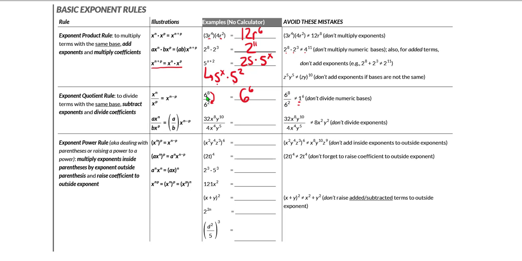6 is not a coefficient, it is a base. When we do have coefficients, we do divide those coefficients. So this is 32 divided by 4, which is going to be 8. I'm going to keep that 8 up there in the numerator.